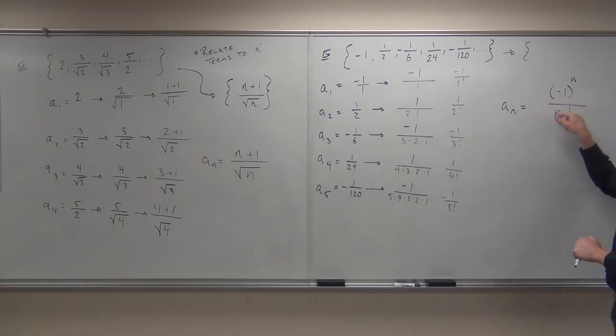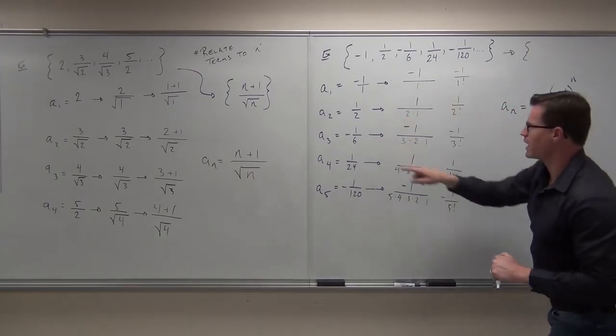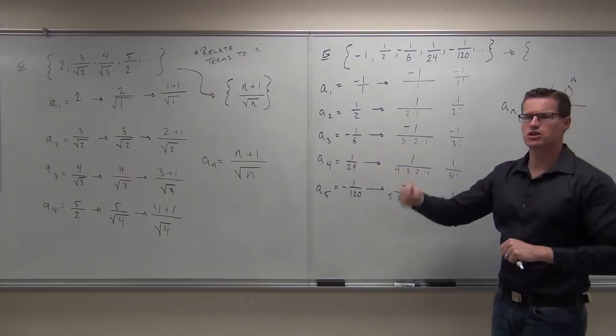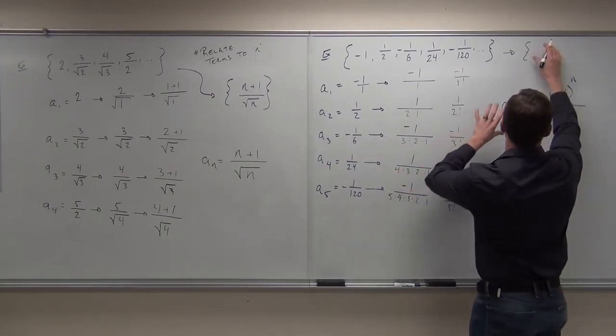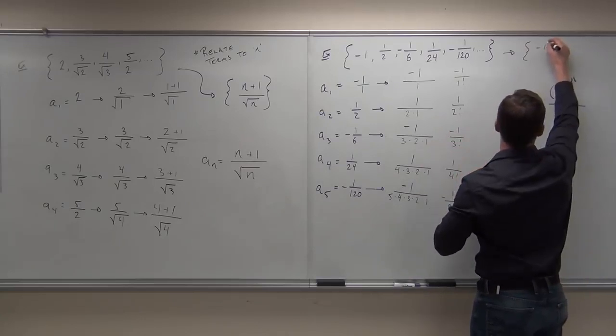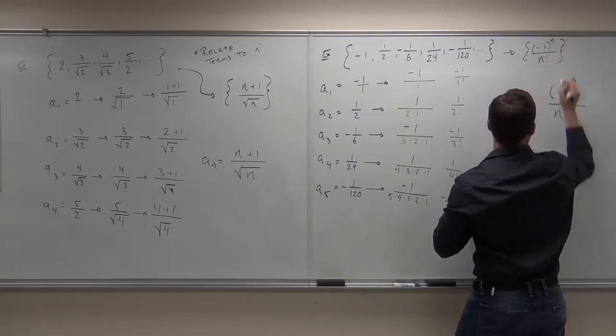Plug in 1, yes, that gives me 1. Plug in 2, and that gives me 1/2. Plug in 3, that gives me negative 1/6. You should be doing that, okay? After you've done it, you've verified it, this is what goes inside your sequence notation. Negative 1 to the n over n factorial. And we just solved it.